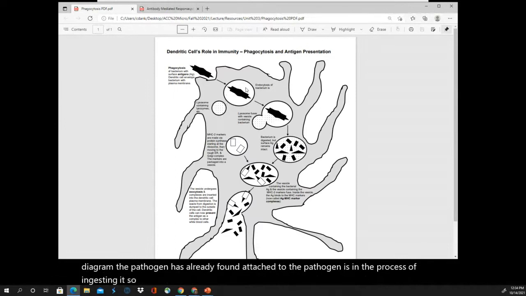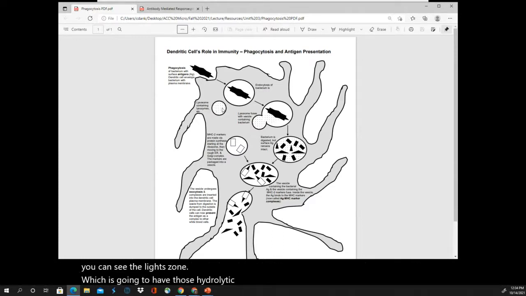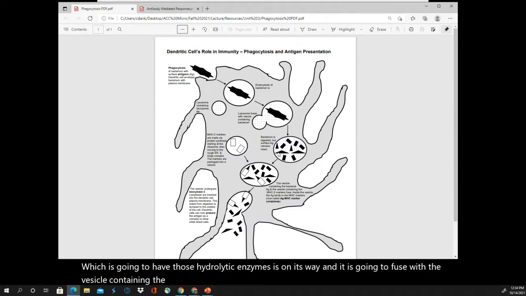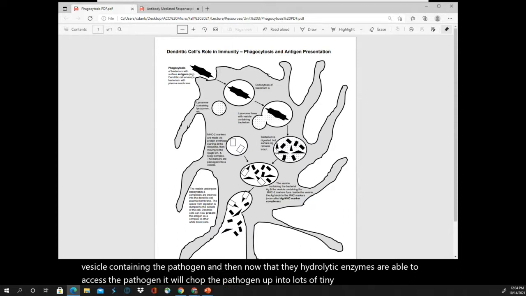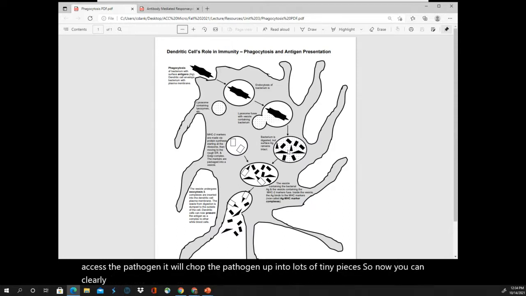So it ingests it, and so now it's in this little vesicle called the phagosome. And as you can see, the lysosome, which is going to have those hydrolytic enzymes, is on its way, and it is going to fuse with the vesicle containing the pathogen. And then now that the hydrolytic enzymes are able to access the pathogen, they will chop the pathogen up into lots of tiny pieces. So now you can clearly see those triangular antigens.